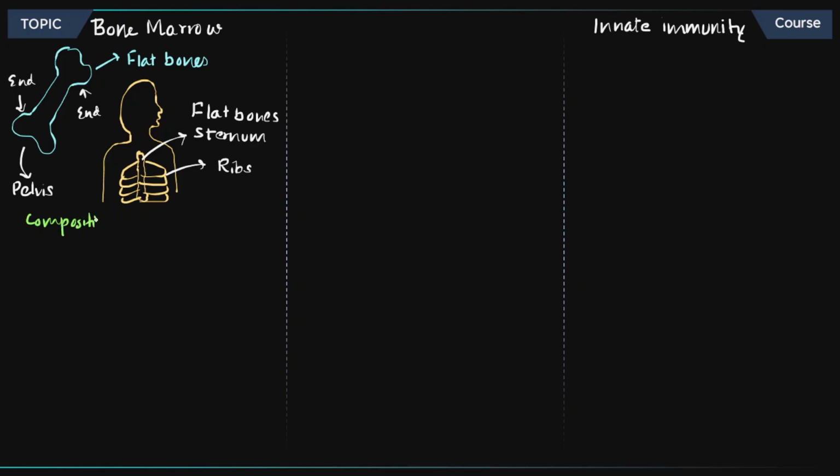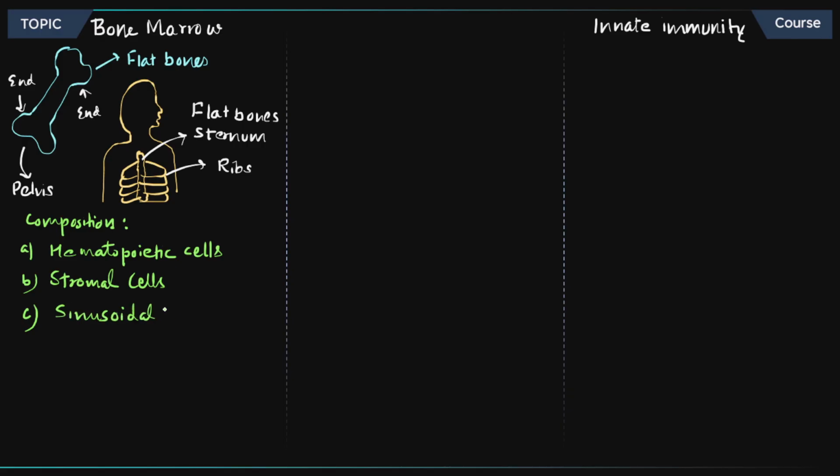If we talk about the cellular composition of the bone marrow, the first one, A, is hematopoietic cells. Hematopoietic stem cells are the cells that will generate those lymphocytes. Second, you have stromal cells, which provide the supportive environment for the lymphocytes. Then you have sinusoidal blood vessels, the blood vessels that are there in the bone marrow. These are the major constituents of the bone marrow.